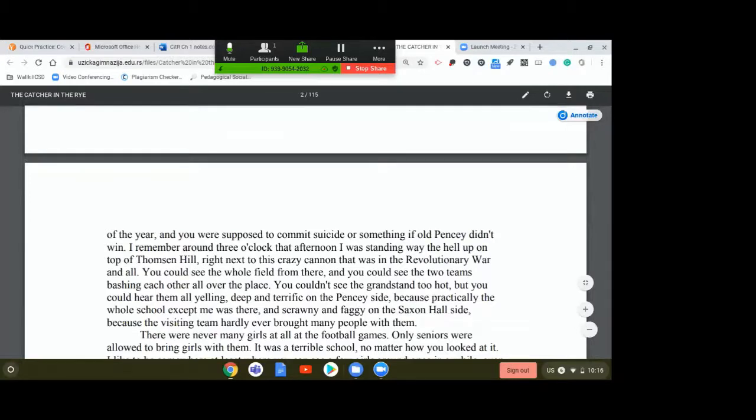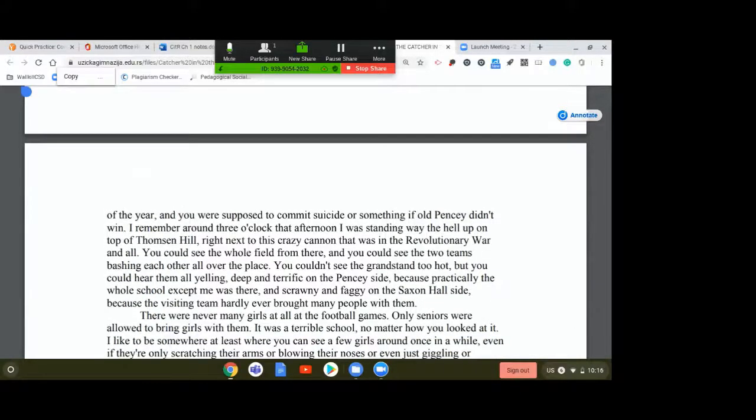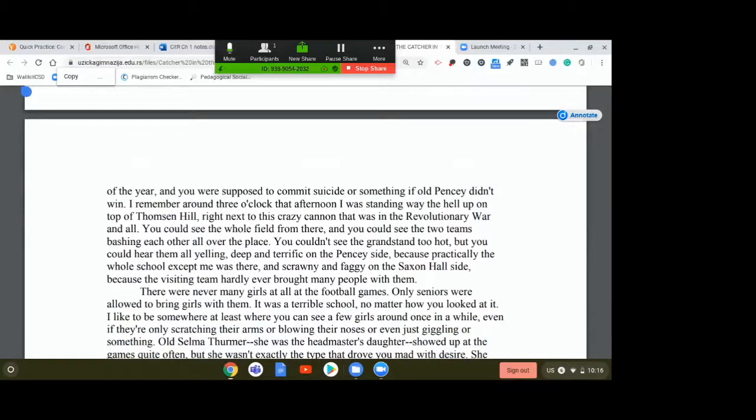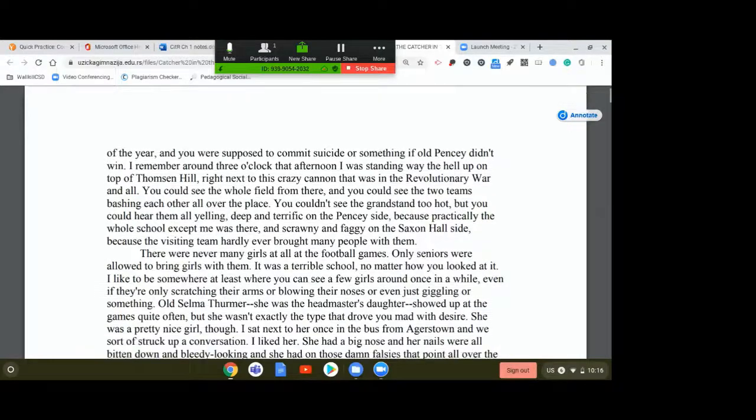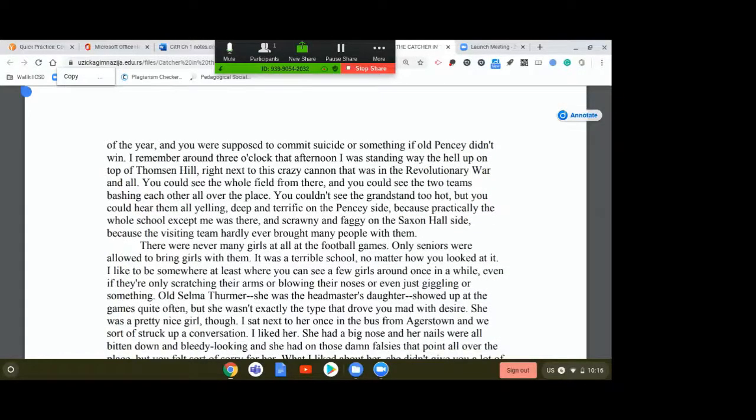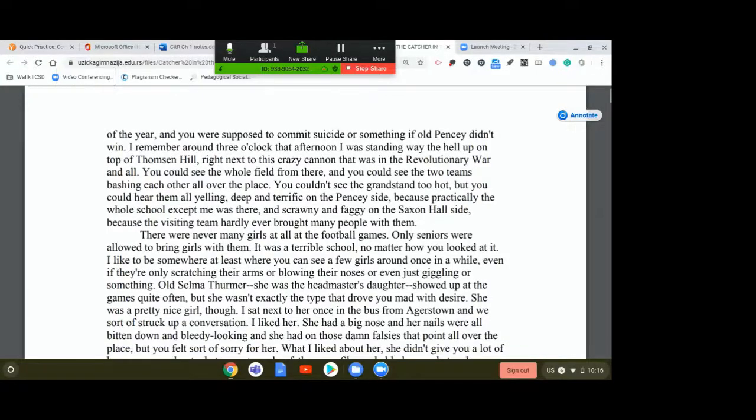I remember around 3 o'clock that afternoon, I was standing way the hell up on top of Thompson Hill, right next to this crazy cannon that was in the Revolutionary War and all. You could see the whole field from there. You could see the two teams bashing each other all over the place. You couldn't see the grandstand too hot, but you could hear them all yelling, deep and terrific on the Pencey side, because practically the whole school except me was there, and scrawny and faggy on the Saxon Hall side, because the visiting team hardly ever brought many people with them.